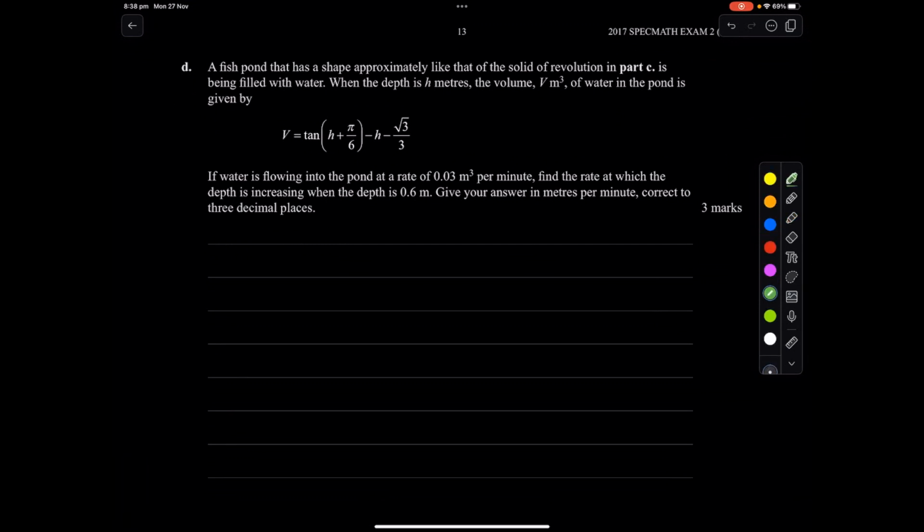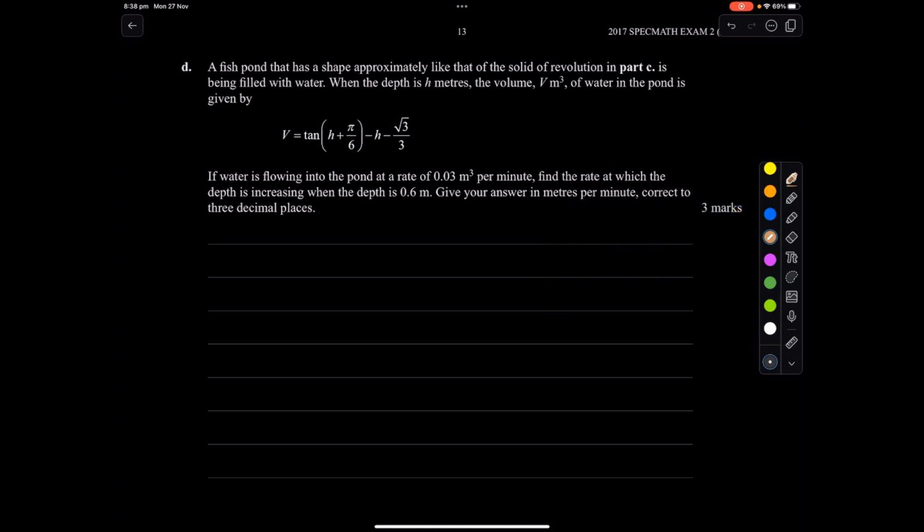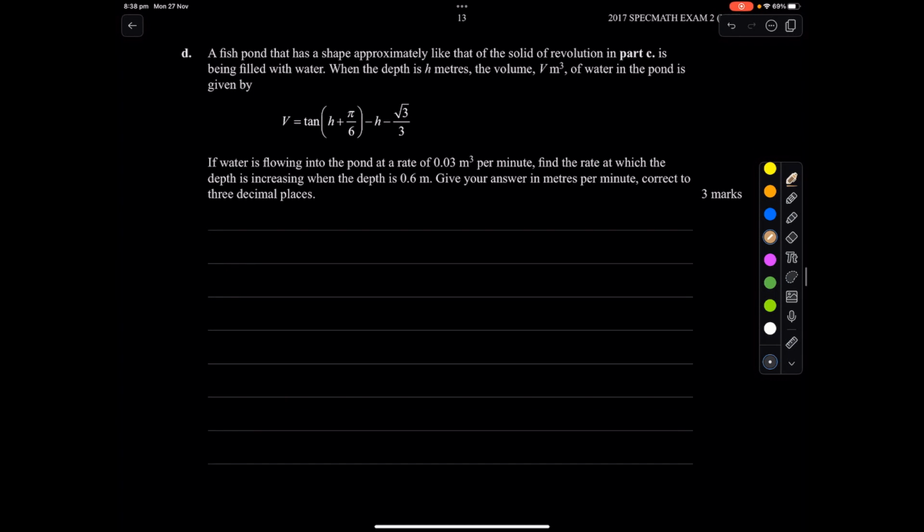Question D. I want to use a different color now. Let's use this color. A fish pond that has a shape approximately like that of the solid of revolution in part C is being filled with water. When the depth is h, the volume V meters cubed of water is given by this. If the water is flowing into the pond at a rate of this per minute, find the rate at which the depth is increasing when the depth is 0.6 meters. Give your answer in meters per minute to 3 decimal places.